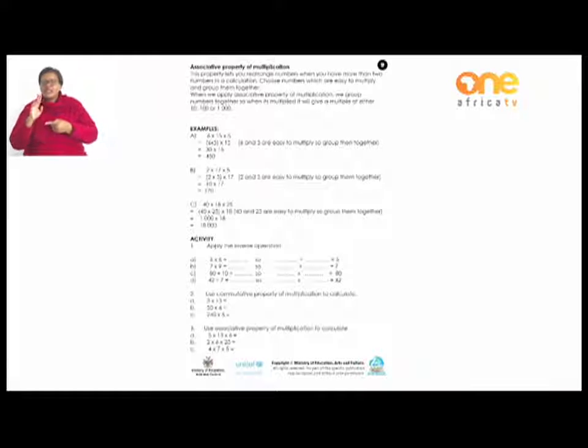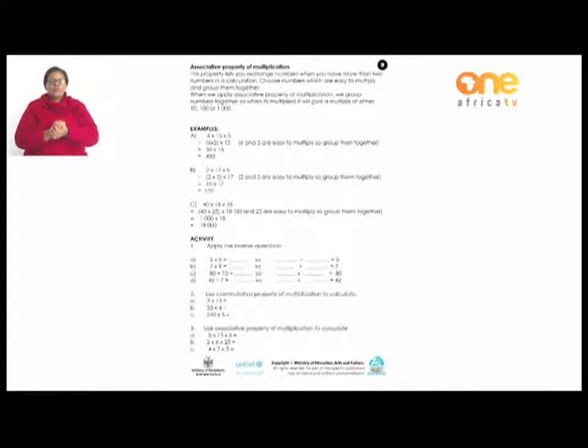And the inverse operation of that, the answer will be 7. C, 80 divided by 10. What will be the answer? And the inverse operation, multiplication, whereby we'll get 80. D, 42 divided by 7. What will be the answer? With the inverse operation, the answer will be then 42. Boys and girls, work it out.